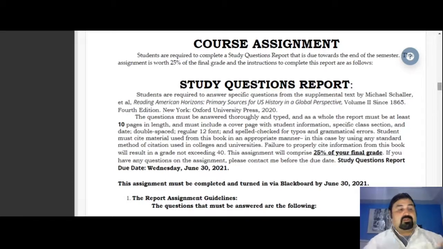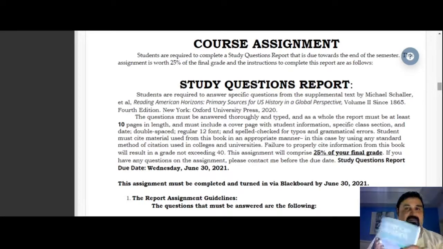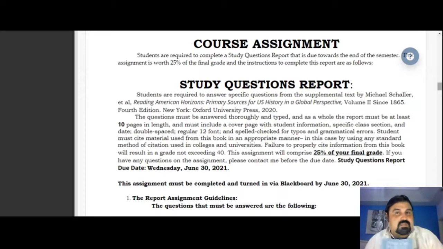And it is based on this particular text. Once again, this is Reading American Horizons, U.S. Primary Sources for U.S. History in a Global Context. It's $20 new. You can get it used for much less.